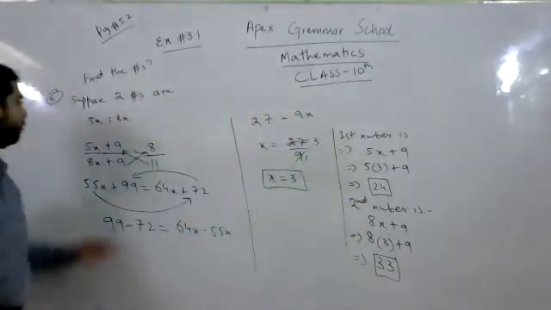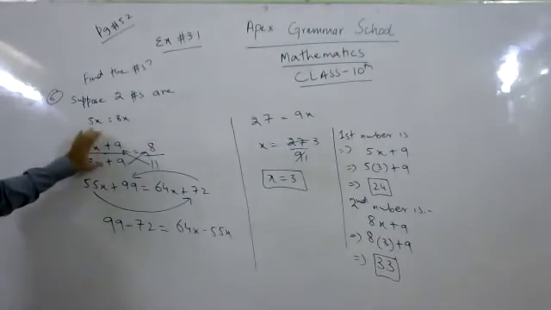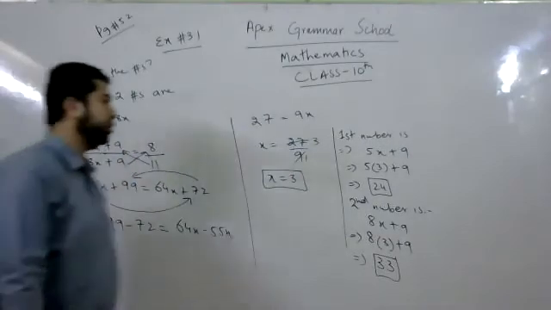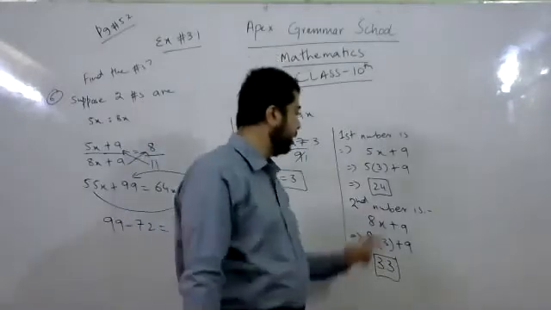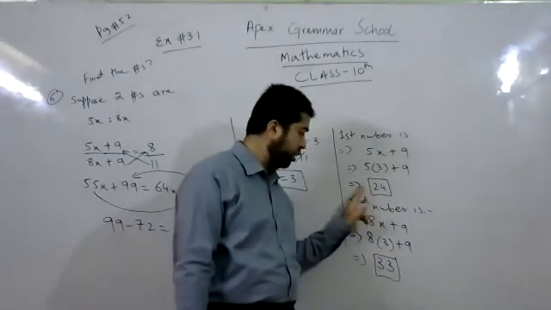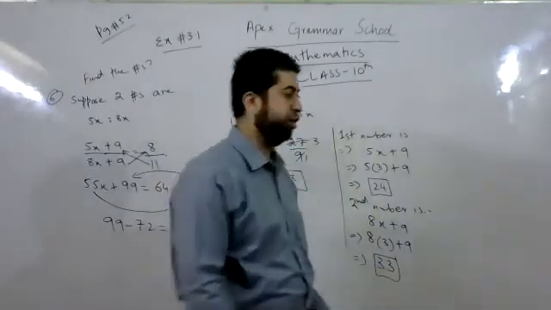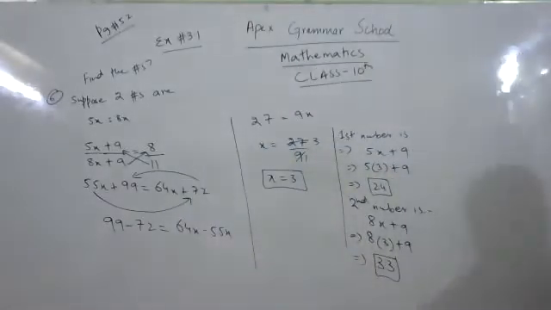Meaning 24 divided by 33, the answer is 8 divided by 11 after solving, because 3 times 8 is 24 and 3 times 11 is 33. This was question number 6.